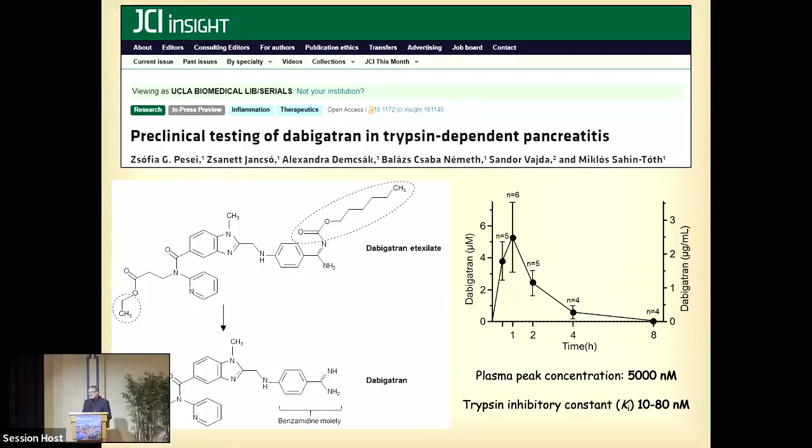Importantly, we looked at how effective it is against trypsin, and you can measure the inhibitory constant, which is between 10 and 80 nanomolar. Then you compare it to plasma levels, and you can see that blood levels way exceed the required inhibitory levels for trypsin inhibition. So this seemed to be a good compound. The caveat here is that we cannot measure pancreas levels of the inhibitor, so we're measuring blood levels. We're hoping that in the pancreas it can reach a similar concentration.